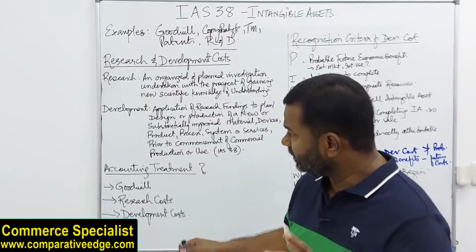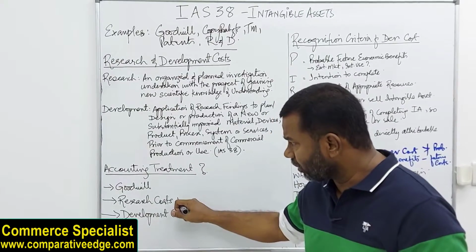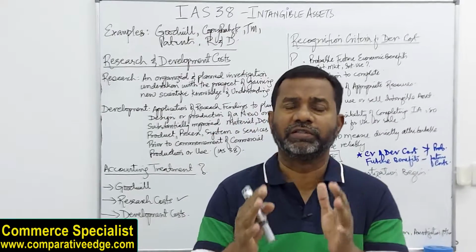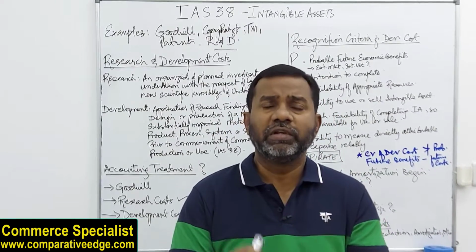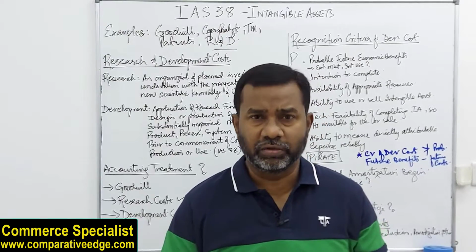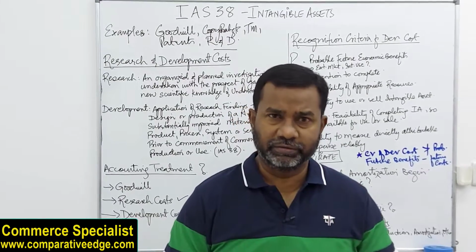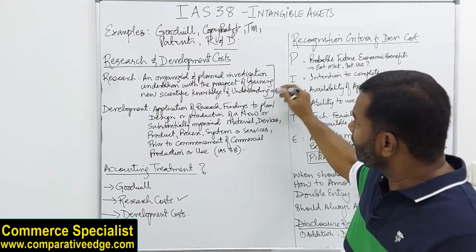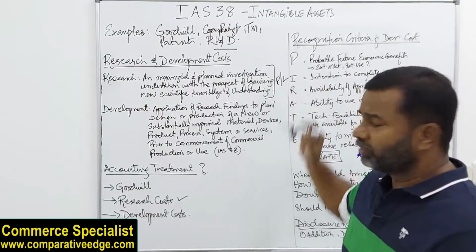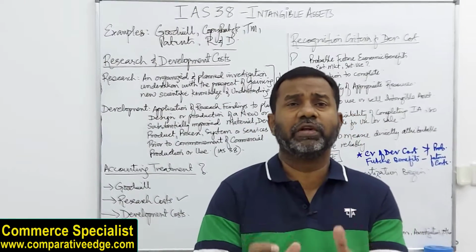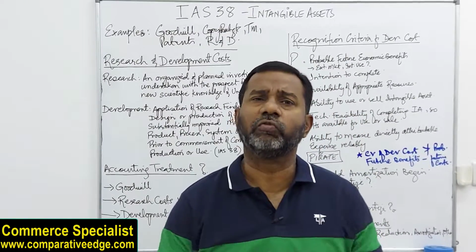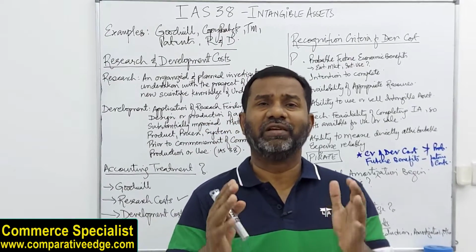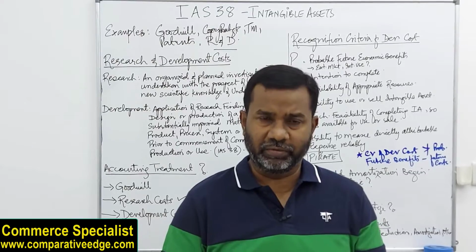The very first thing is, when we talk about research cost, all expenditures spent on research are immediately expensed out, means they are charged to profit and loss. So all those expenses which are incurred in this phase are charged to profit and loss. They are recognized as an expense in the period in which they are incurred. Simple and straight.